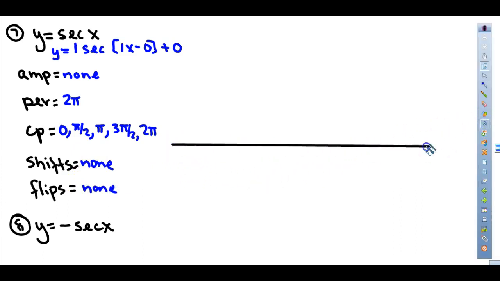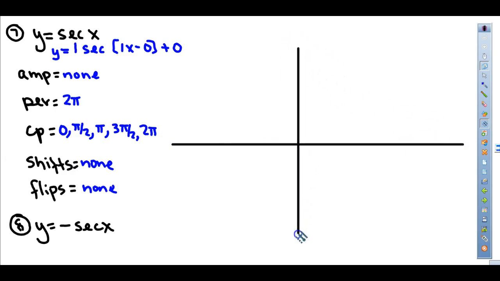Now let's see what this is going to look like. Remember, you're going to follow the same rules for cosine, because cosine and secant are inverses or reciprocals of each other.